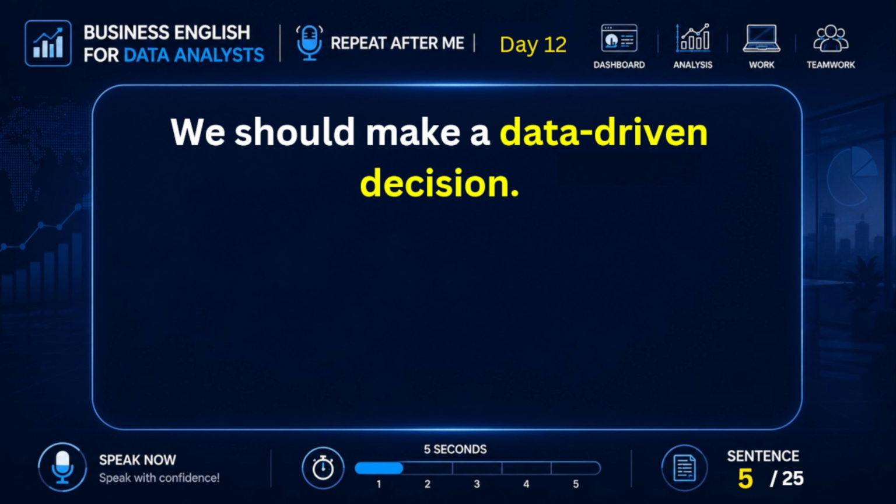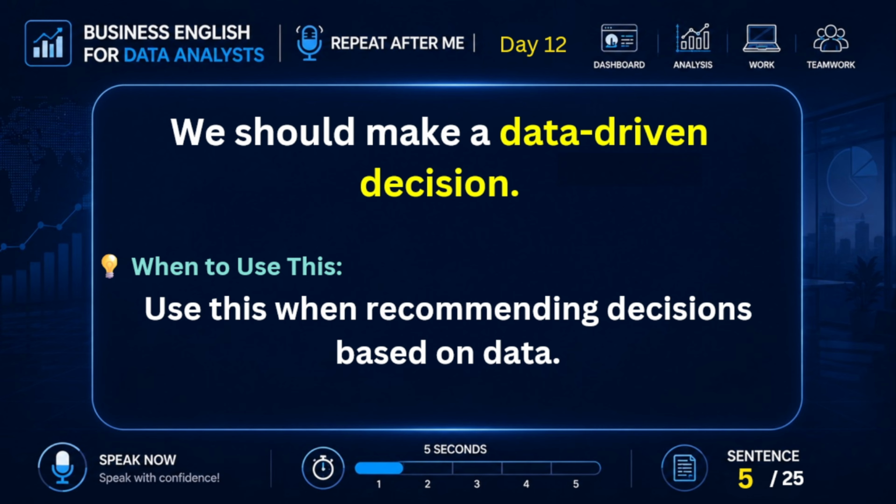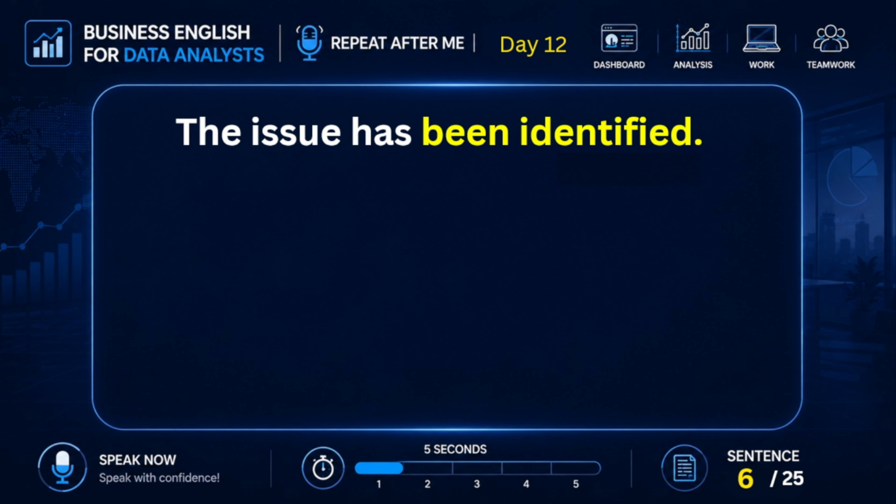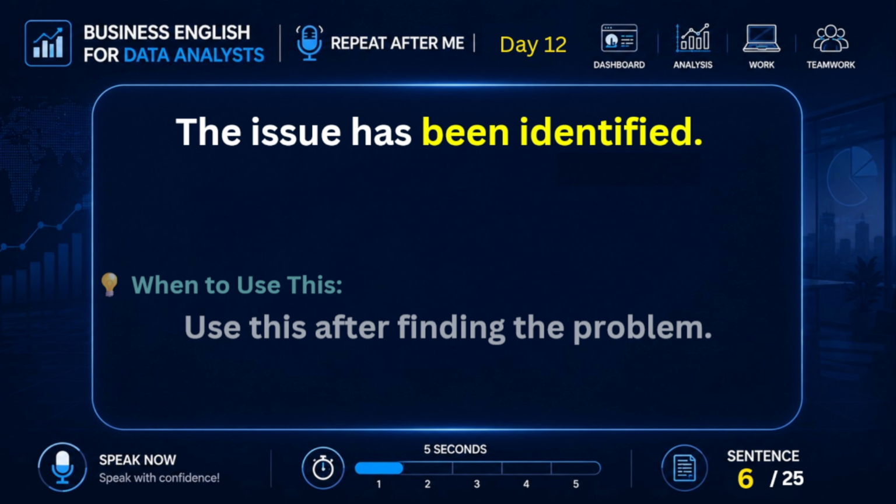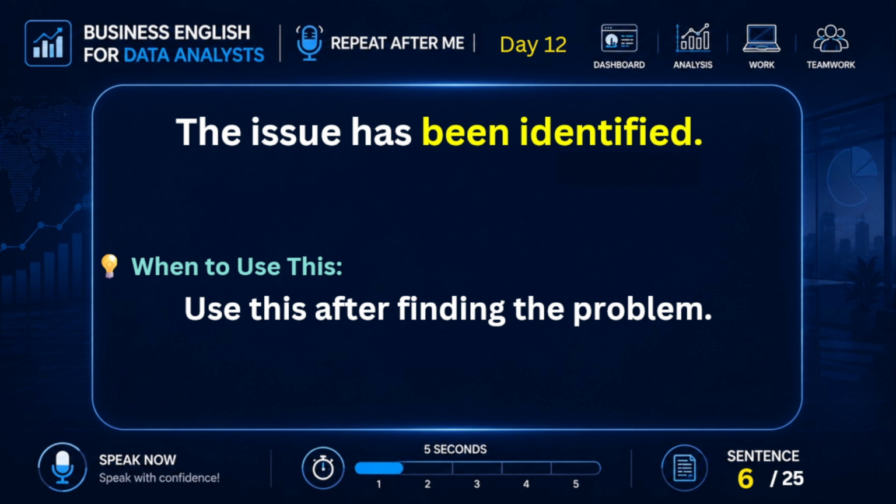We should make a data-driven decision. Use this when recommending decisions based on data. The issue has been identified. Use this after finding the problem.